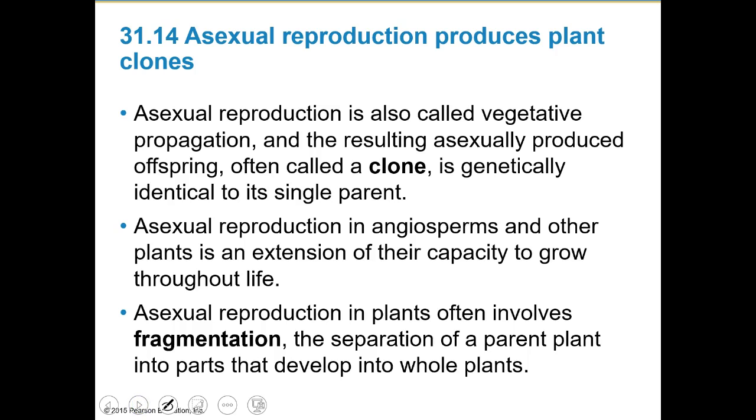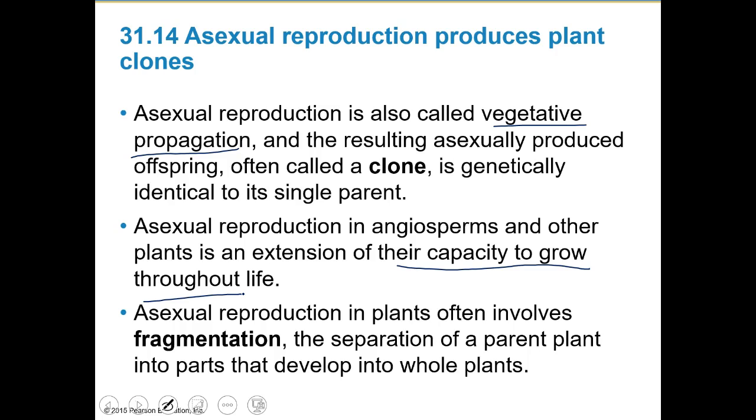Asexual reproduction is also called vegetative propagation. We won't really use that term, but it's an asexually reproducing offspring called a clone, and it's genetically identical to its single parent. So asexual reproduction in angiosperms and other plants is an extension of their capacity to grow throughout life. So remember, they have indeterminate growth, so they could just grow continuously.